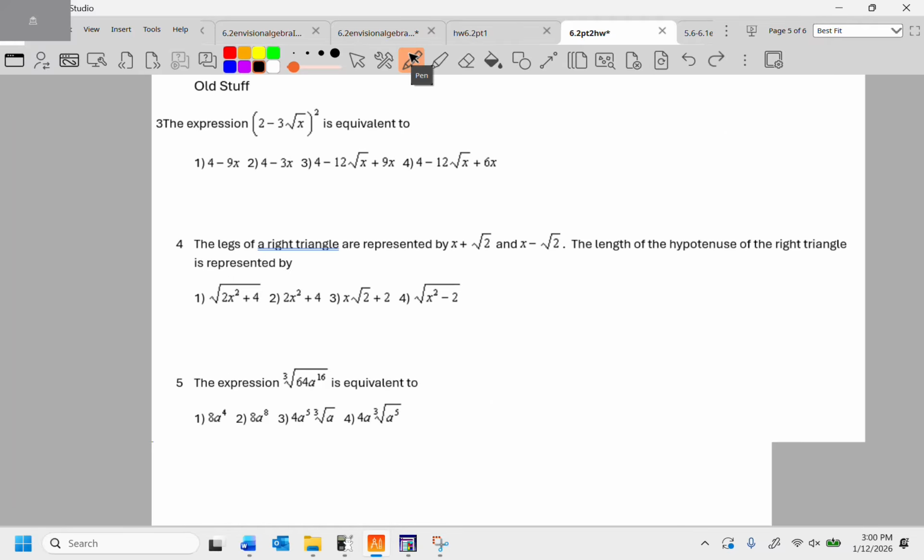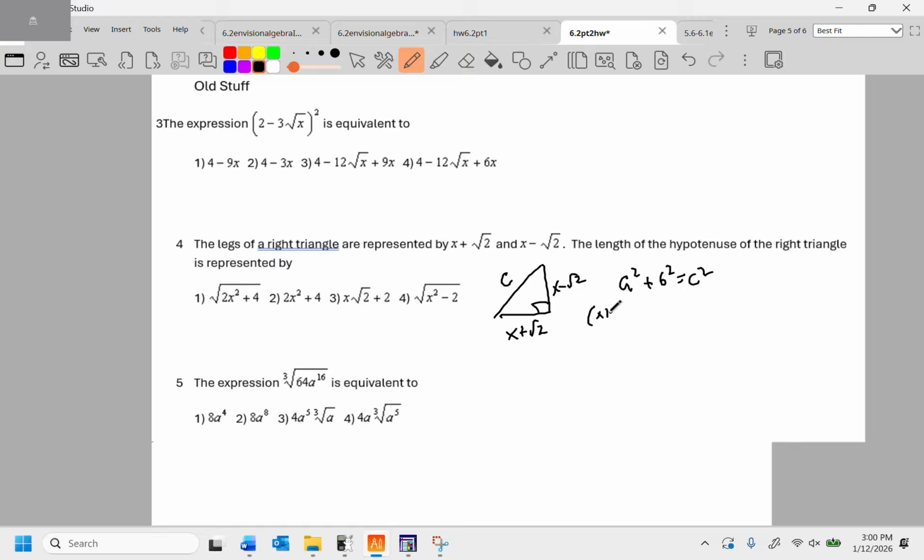I love teaching geometry. Legs of a right triangle are represented by x plus root 2 and x minus root 2. And legs are the sides that are not the hypotenuse. So one of these is x plus root 2, and the other is x minus root 2. The length is c. Now, I know, and you know, that a squared plus b squared is c squared. So we're just going to put that stuff in there.